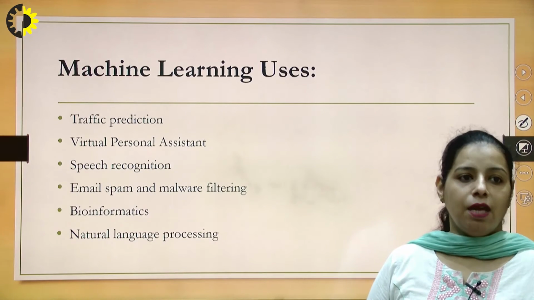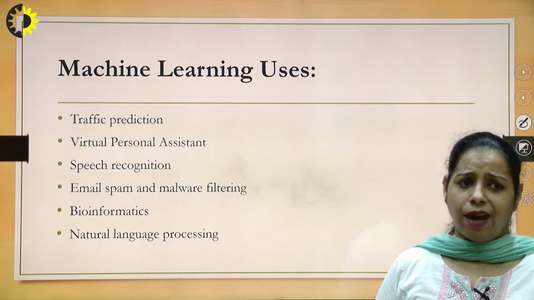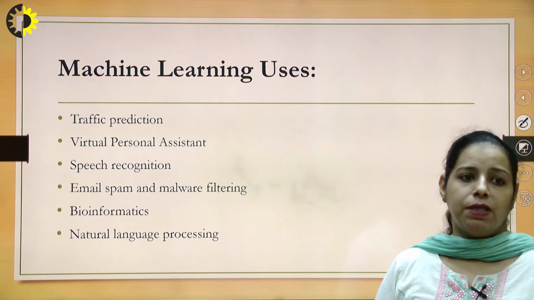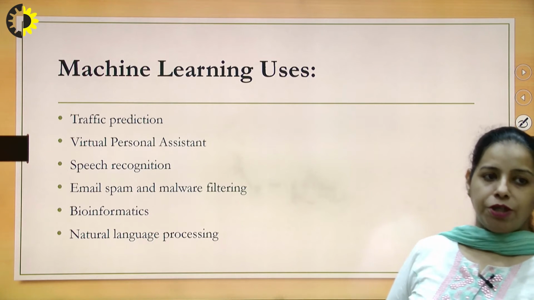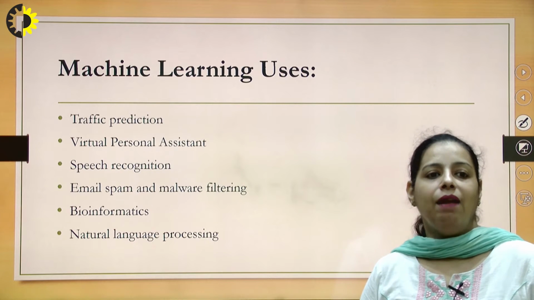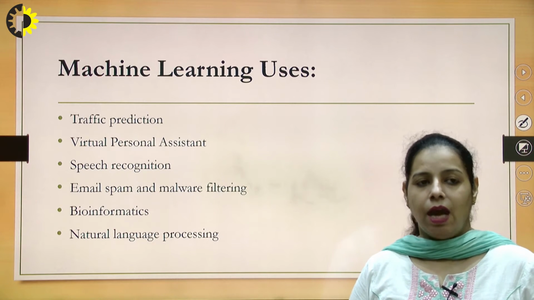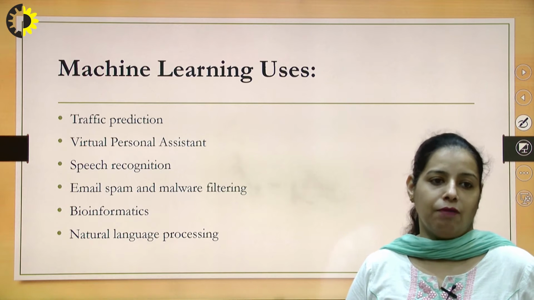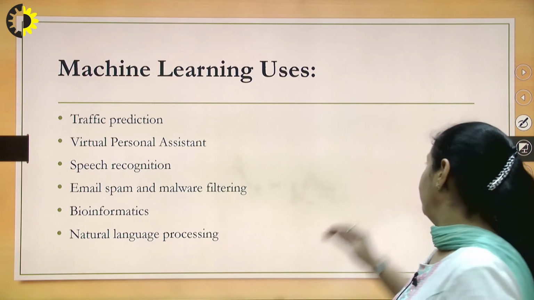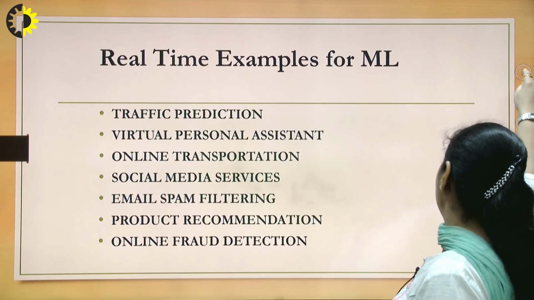Now, machine learning is used in traffic predictions, virtual personal assistant, speech recognition, email spam and malware filtering. It is also used in the field of bioinformatics and very much in use in natural language processing within recent 2 to 5 years.